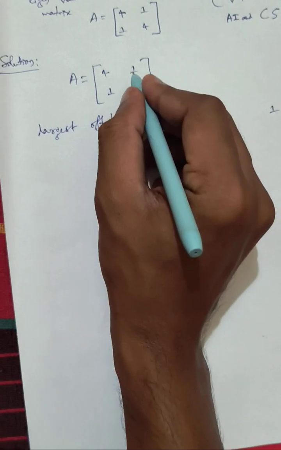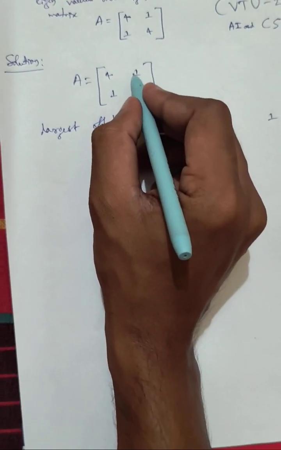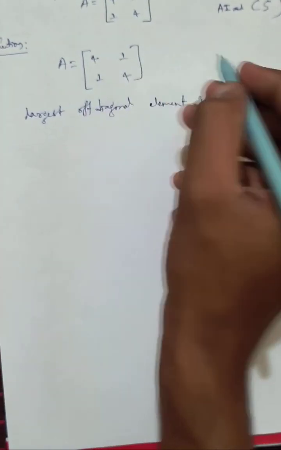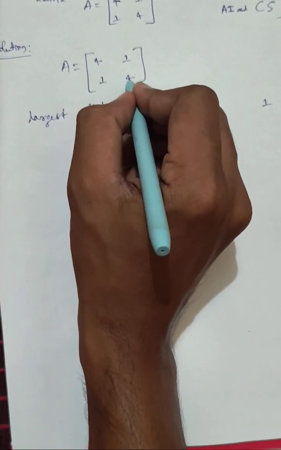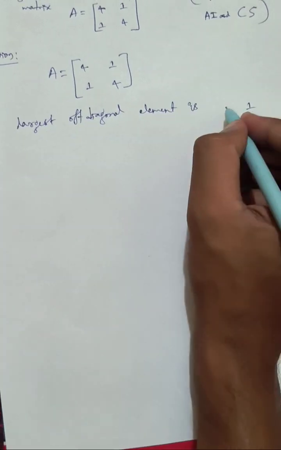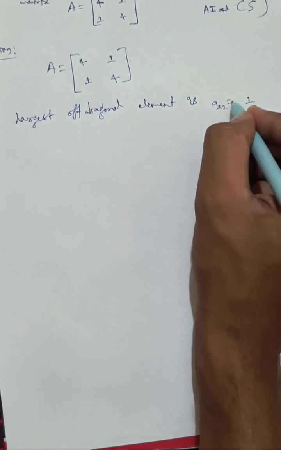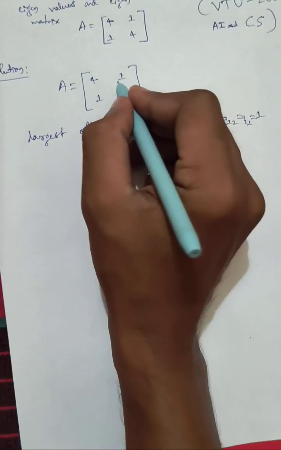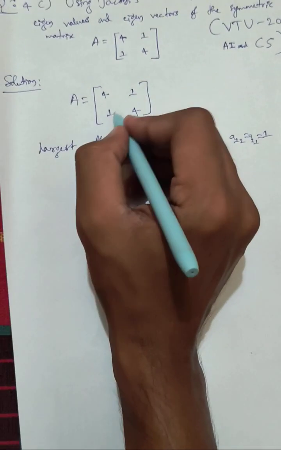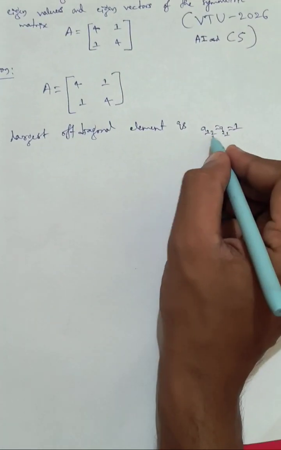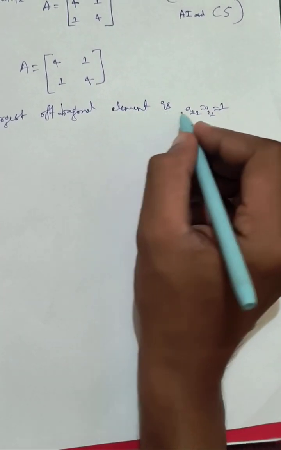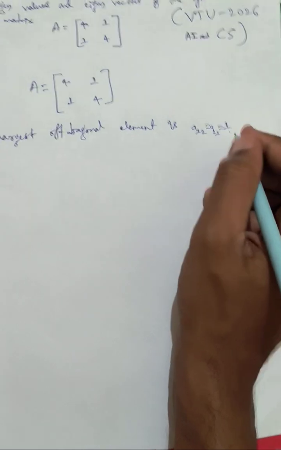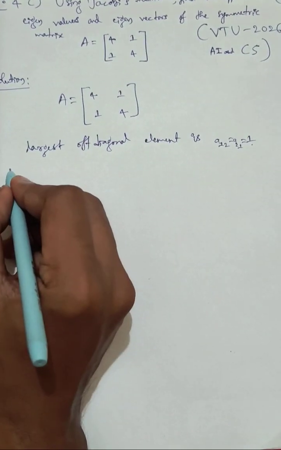That 1 is situated at which position? That is first row, second column. If you consider the entries as A11, A12, A21, A22, the largest off diagonal element is A12, which equals A21, because it is a symmetric matrix and these two elements must be the same. So the value of the largest off diagonal element is 1. Is it clear, students? Now let us find the rotational angle.